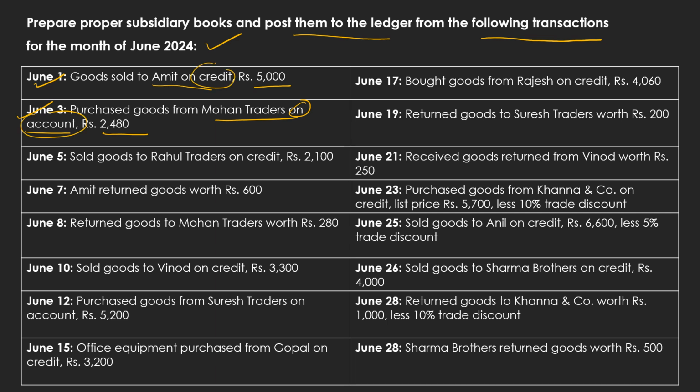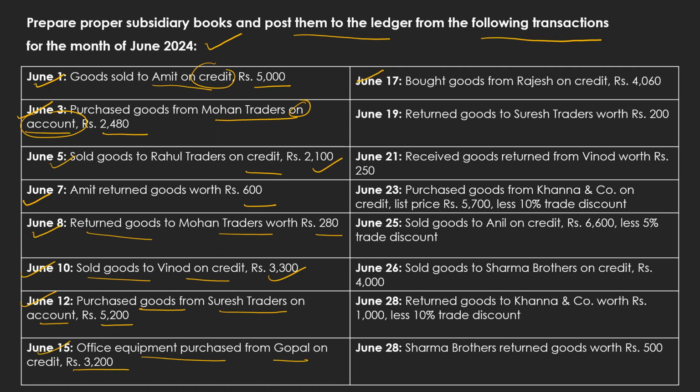June 5th, sold goods to Rahul on credit 2100. June 7, Amit returned goods worth rupees 600. June 8, returned goods to Mohan Traders worth rupees 280. June 10, sold goods to Vinod on credit rupees 3300. June 12, purchased goods from Suresh Traders on account rupees 5200. June 15th, office equipment purchased from Gopal on credit rupees 3200.